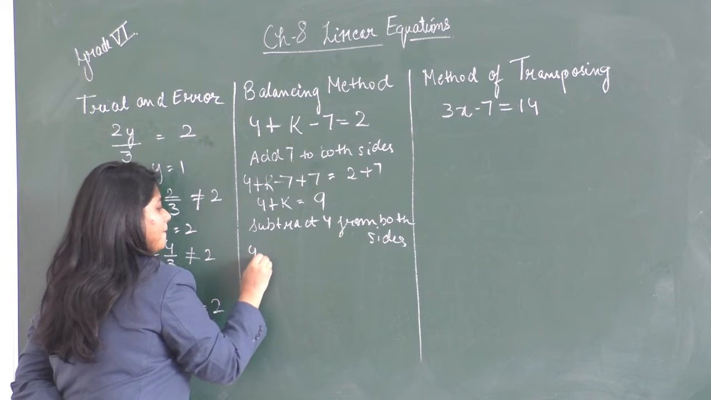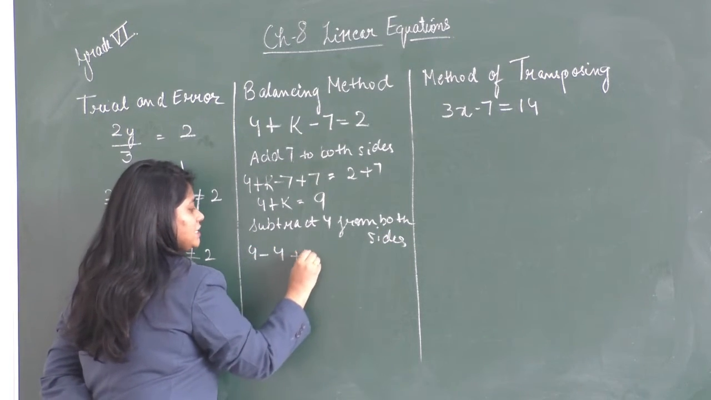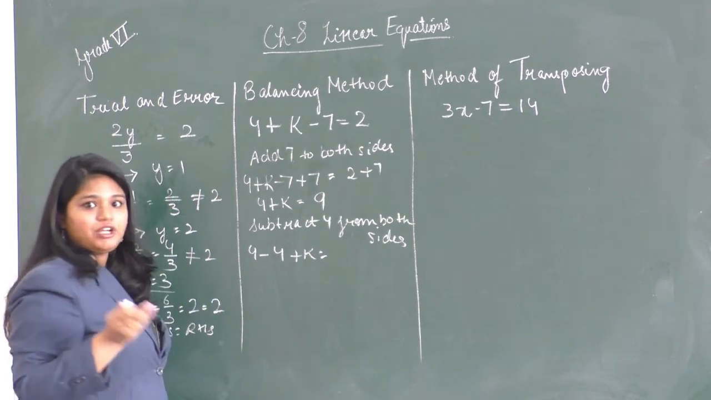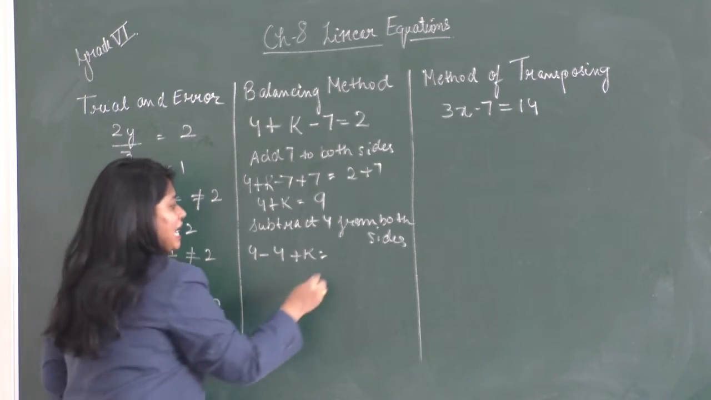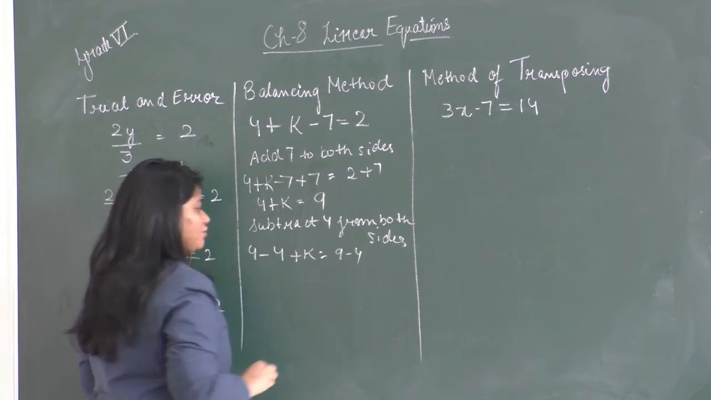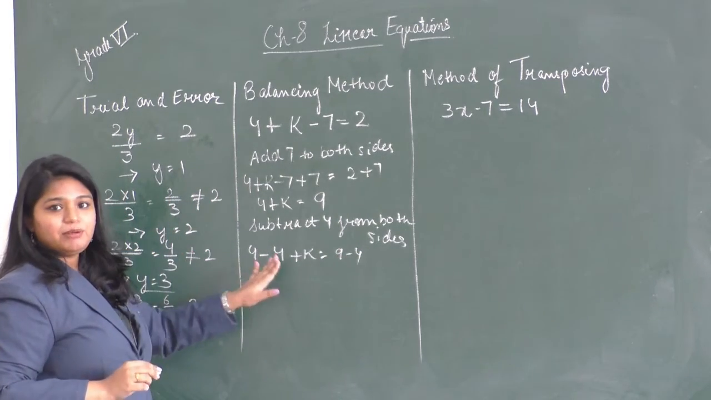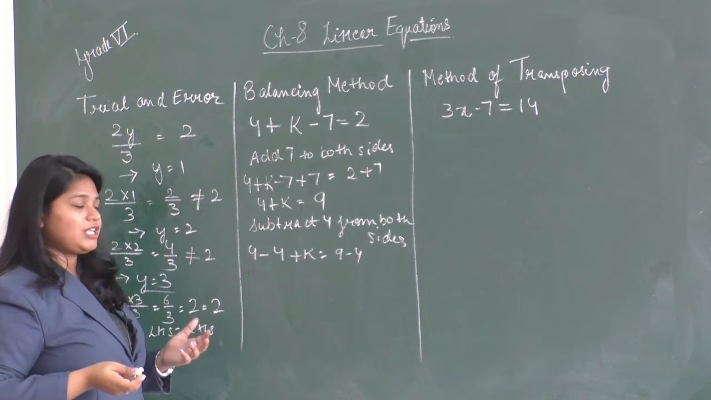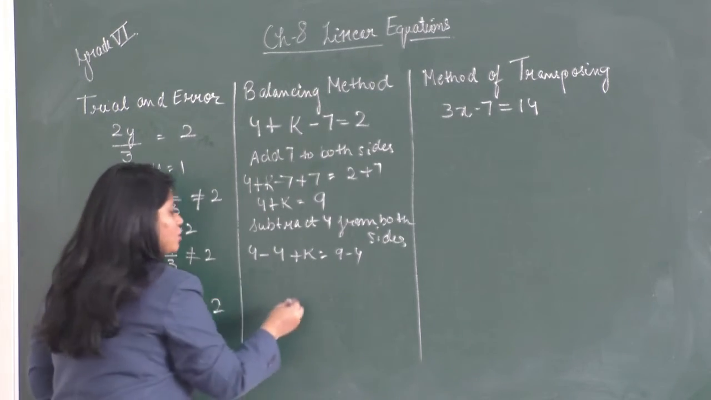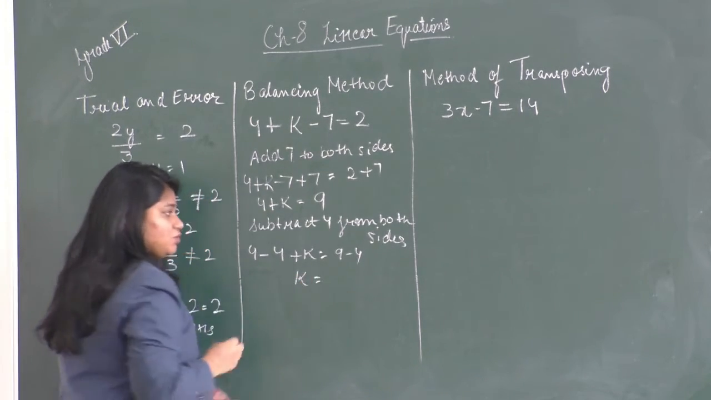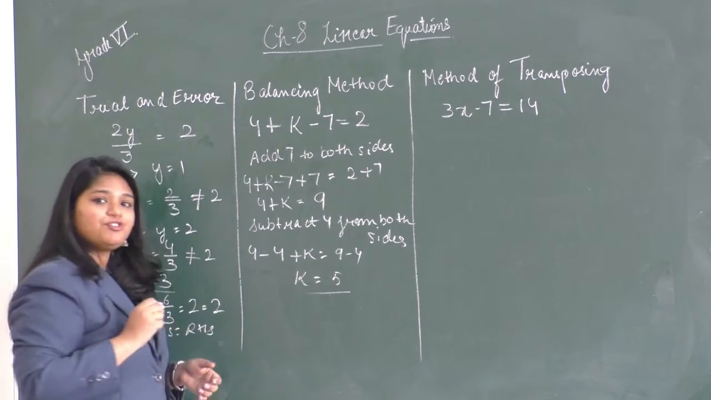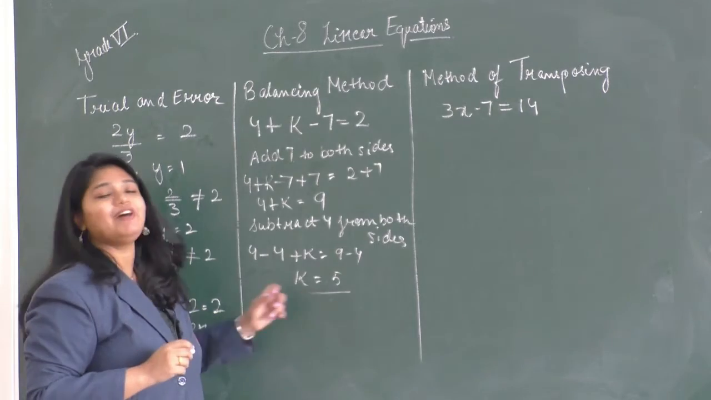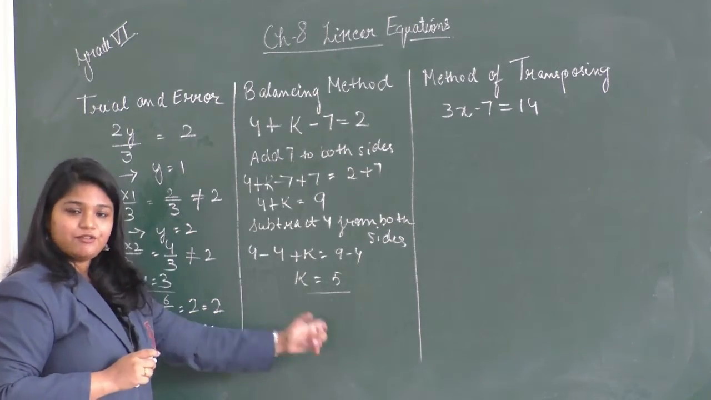So 4 minus 4 plus k equals to, now if we are doing minus 4 on LHS, we will do minus 4 on the RHS as well. So 9 minus 4. Now again plus 4 and minus 4 are additive inverse. So that means the answer will be 0. So we are left with k equals 9 minus 4 is 5. So the solution for this equation is 5. Value of the variable k is 5.